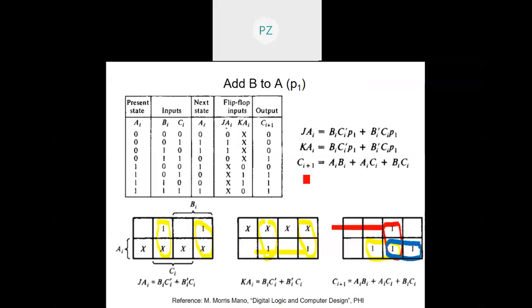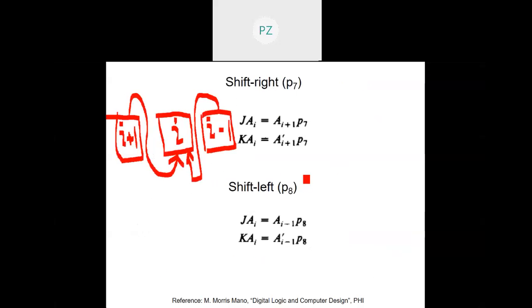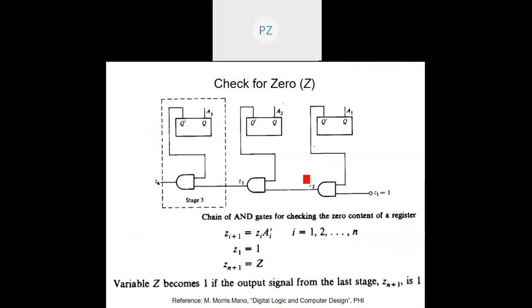If A is equal to 0, then Z is equal to 1. Check for 0 is simple, because check for 0 means check for all ones at the Q dash terminal of all of them. So Q dash and Q dash. So basically I am checking A1 dash and A2 dash and A3 dash, right? So that is what I am writing. Zi plus 1 is equal to ZiAi dash.